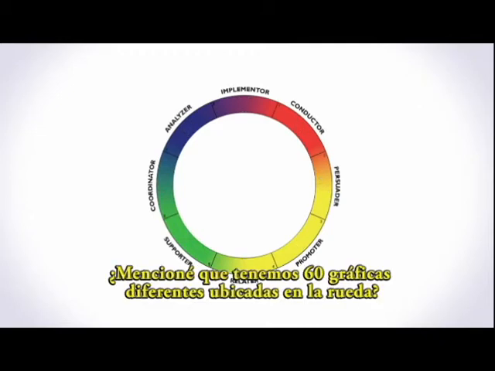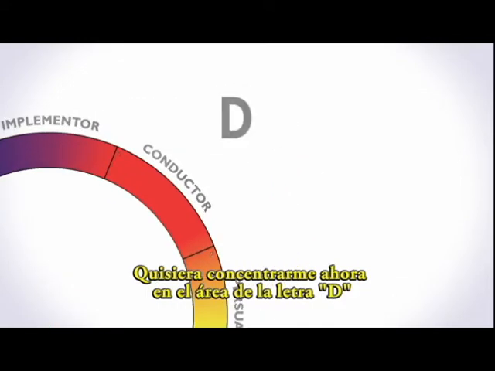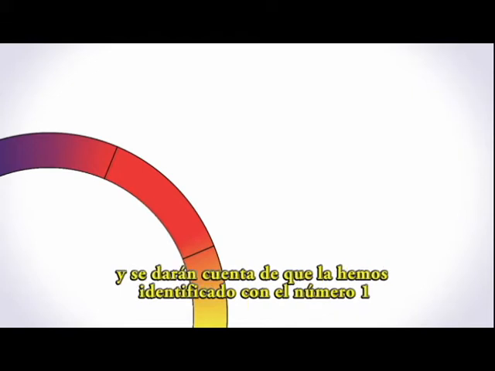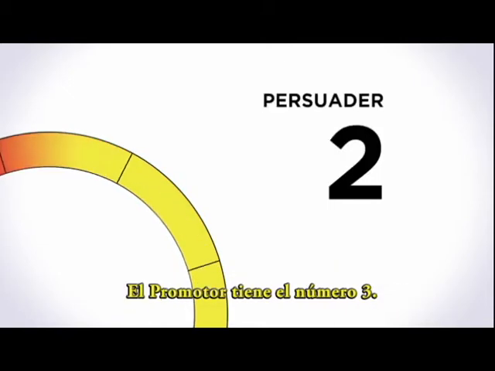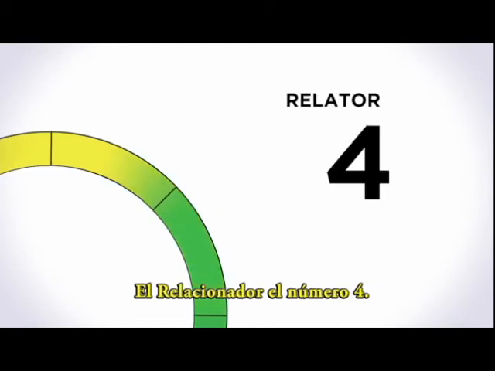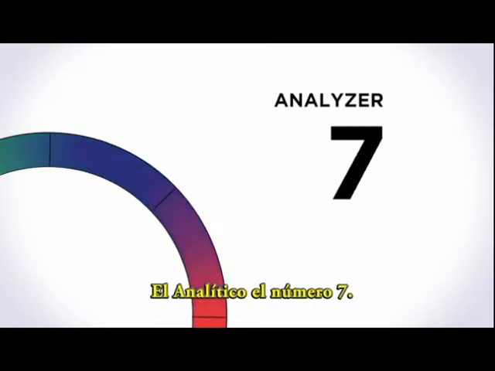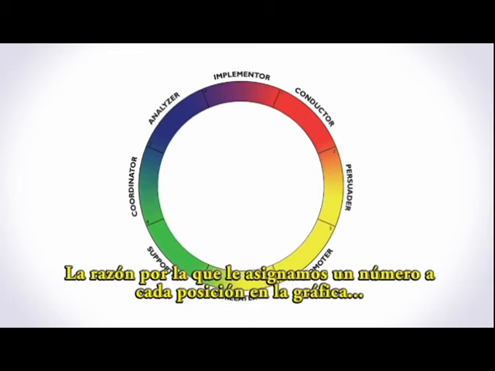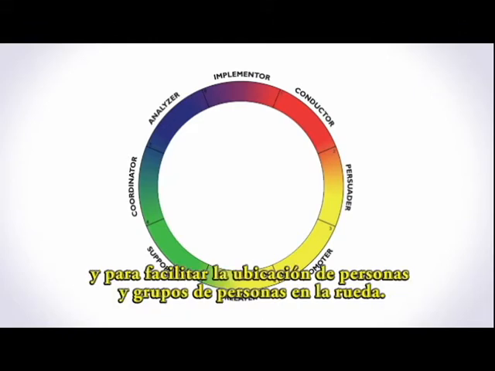I mentioned that we had 60 different plot points on the wheel. I'd like to call your attention to the D area, the conductor, the red area, and you'll notice we have numbered that number 1. Going down, persuader is 2, promoter 3, relator 4, supporter 5, coordinator 6, analyzer 7, and implementer 8. The reason for numbering these particular segments on the wheel is for research purposes only and making it easy to plot people or a group of people on the wheel.